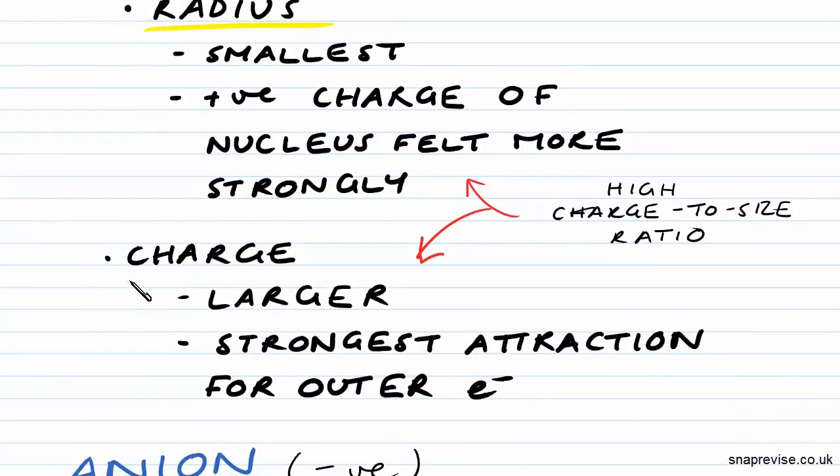The charge is also a significant factor determining the polarizing power of our cation. A larger charge will mean our cation is more polarizing because there's a stronger attraction for the outer electrons. Now, both these factors give our cation a high charge to size ratio, or a high charge density, and that's what makes our cations more polarizing.